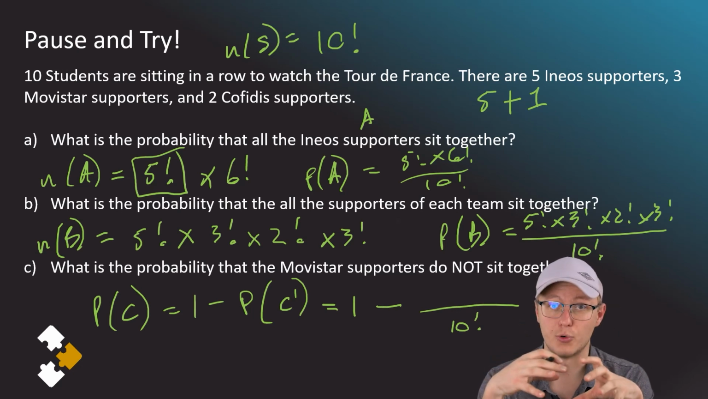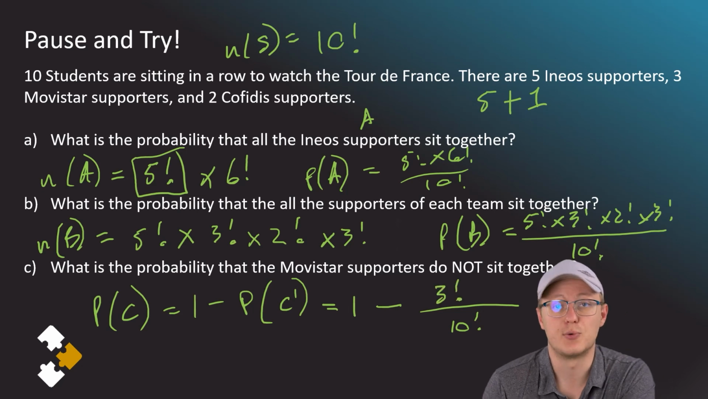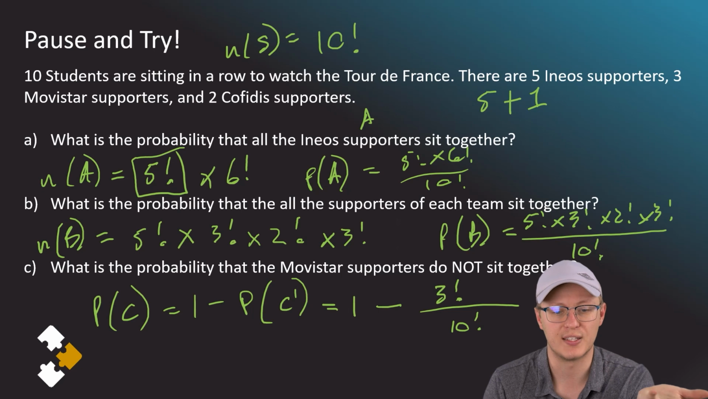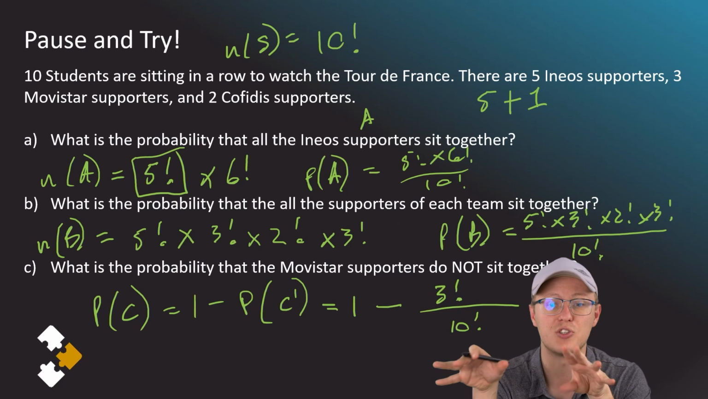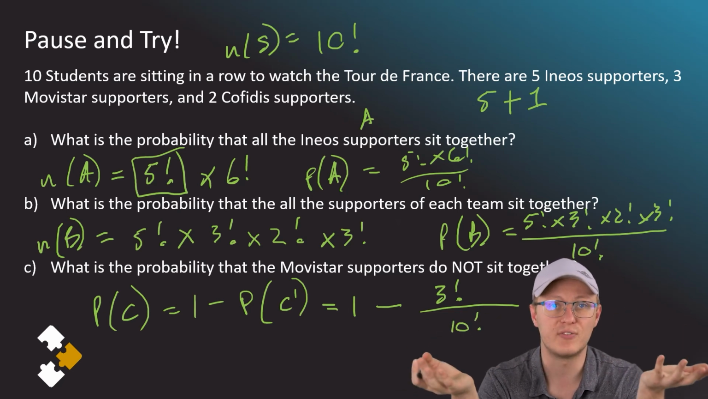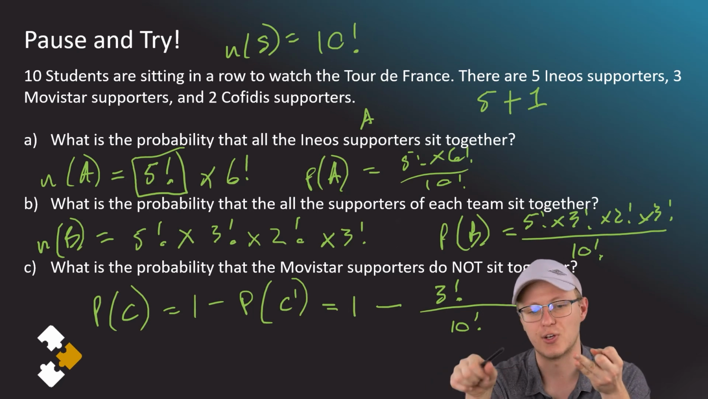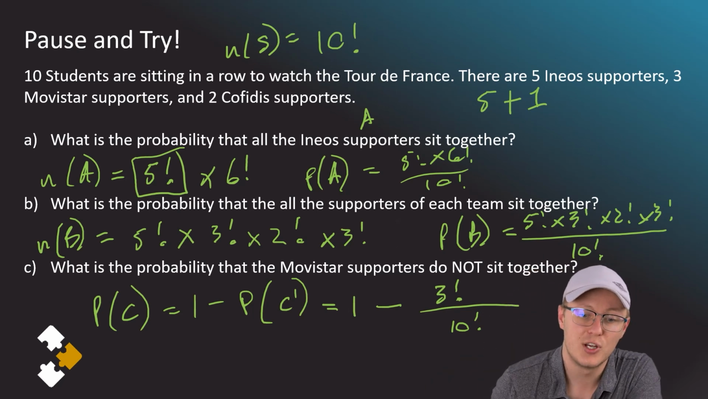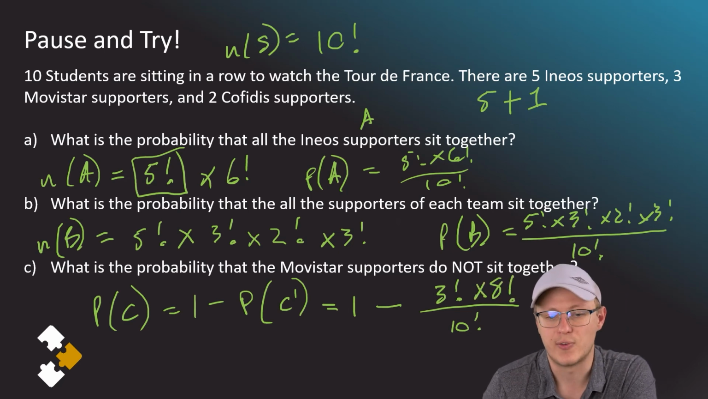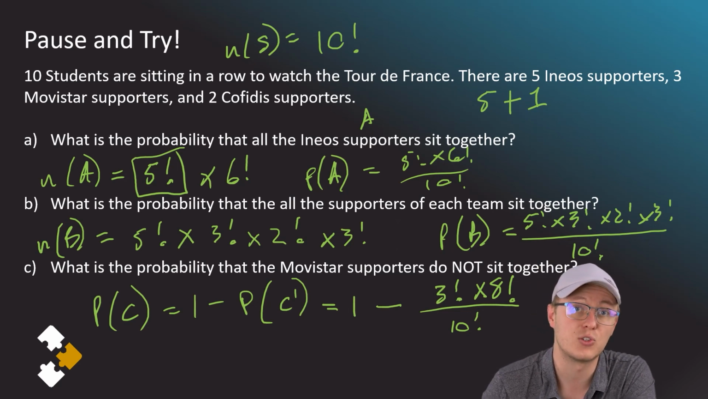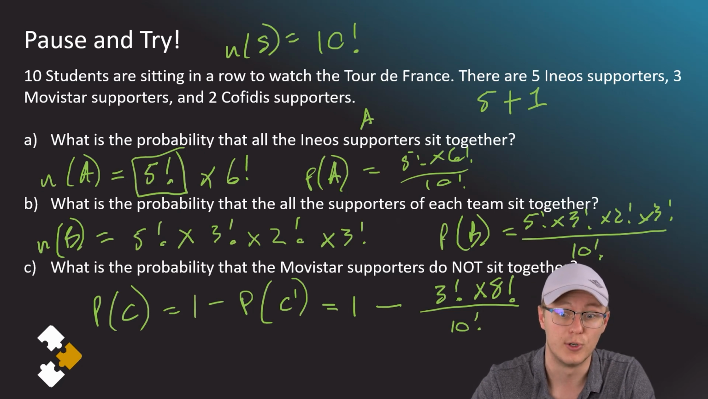So within the group, there are 3 factorial ways in which they can sit. And then the group becomes one of the objects that can be arranged with all of the other people, the other 7 people who are sitting there. So we have 7 people to arrange, plus the group that has to go somewhere. So we have 8 things to arrange. So this is going to be 3 factorial times 8 factorial. And then that 1 minus the 3 factorial times 8 factorial over 10 factorial is going to be the probability that the Movistar supporters do not sit together.